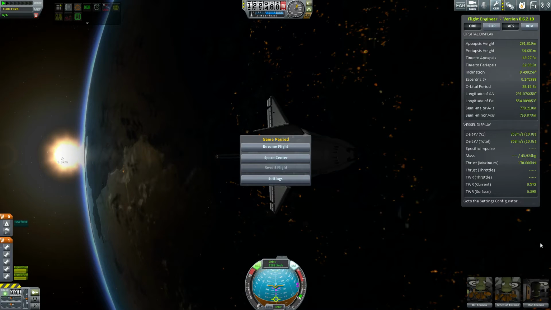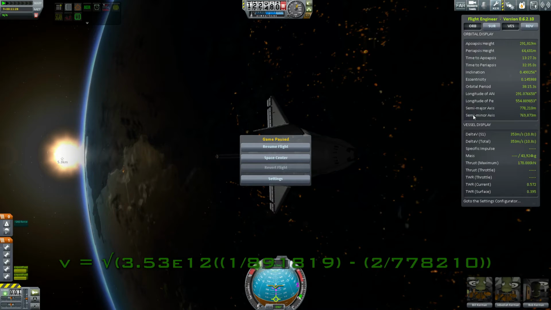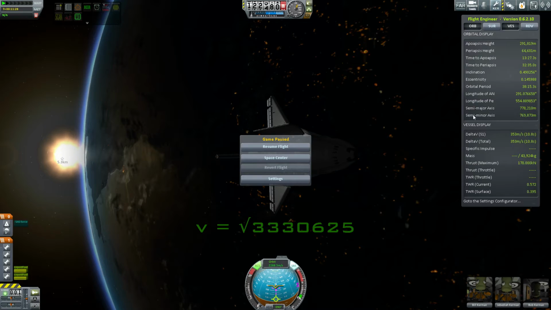Because you're measuring your orbital radius from the center of the point mass, which is whatever planet you happen to be orbiting, plus your altitude, instead of just your altitude. And so going through all of that, we end up with mu times 2 over 891,819 meters minus 1 over 778,210 meters. When you do all that math, you get the velocity equals the square root of 3,333,625, which itself comes out to 1,825 meters per second.